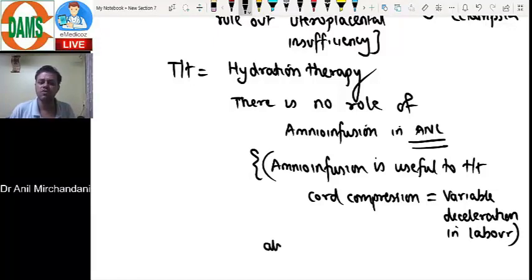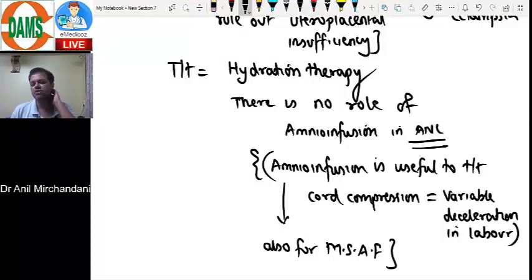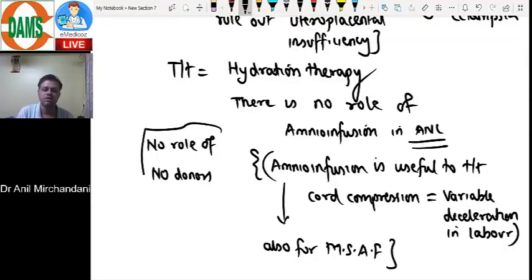Amnio infusion is also used for meconium stained amniotic fluid to wash out the meconium. But amnio infusion is not the treatment of choice for oligohydramnios. It is proven that it doesn't help improve the outcome. So no role of amnio infusion in ANC. No advantage of giving nitric oxide donors. Remember, outcome does not improve.